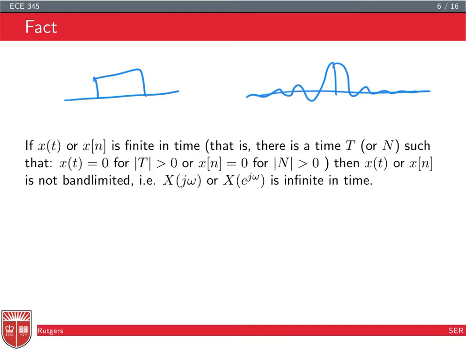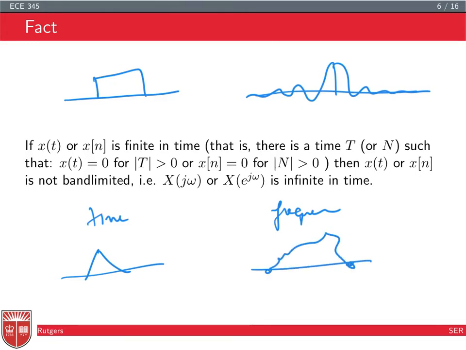So if a signal has finite support, you cannot have a signal that looks like this in the time domain and also look like this in the frequency domain. So this will never happen. If it is bounded in the time domain, then in the frequency domain, it will extend to plus and minus infinity, and vice versa.